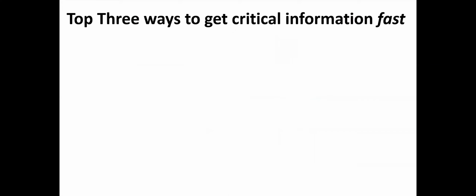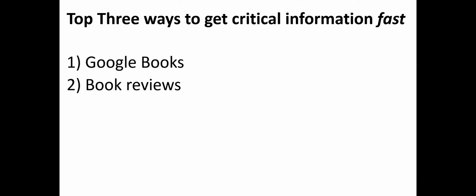Here are my top 3 ways to get critical information fast. Number 1, Google Books. Number 2, book reviews. Number 3, Ethos. Starting with Google Books.